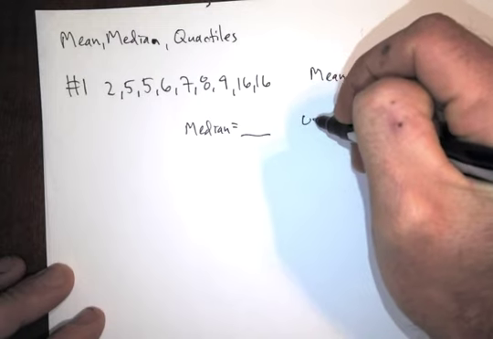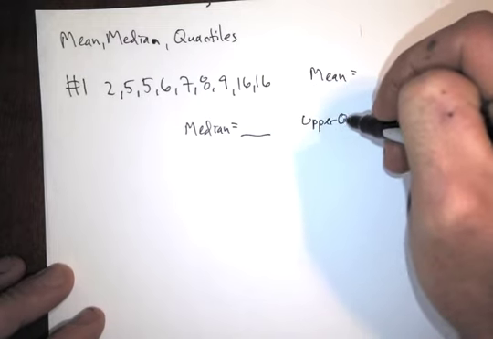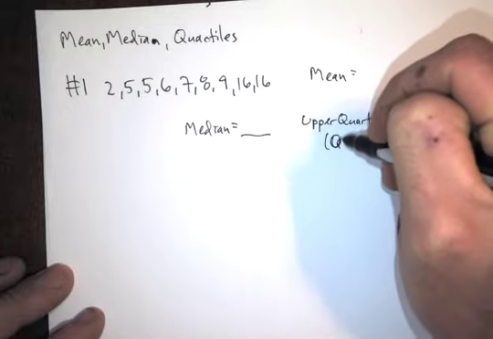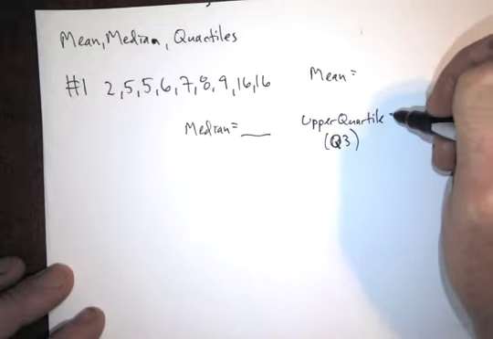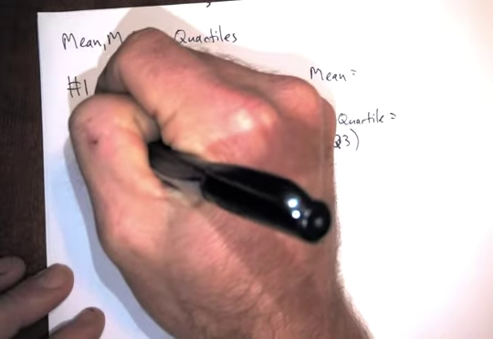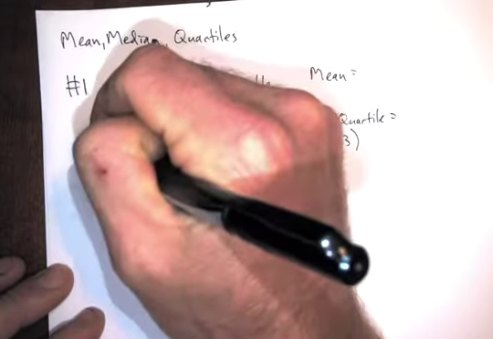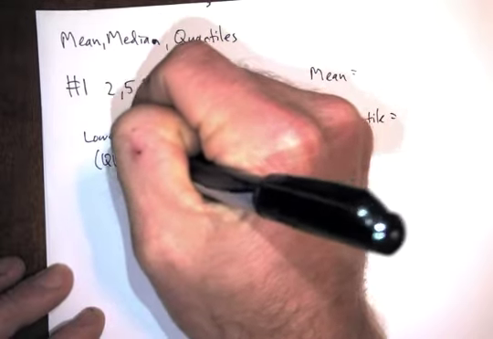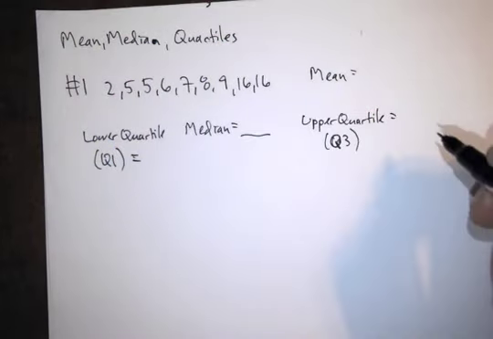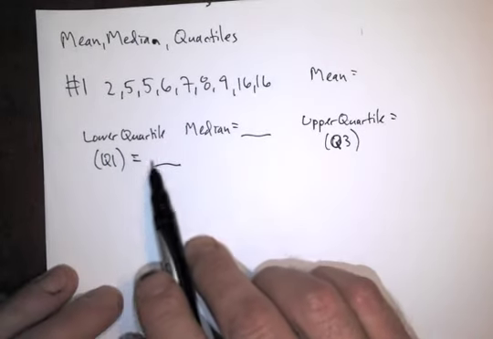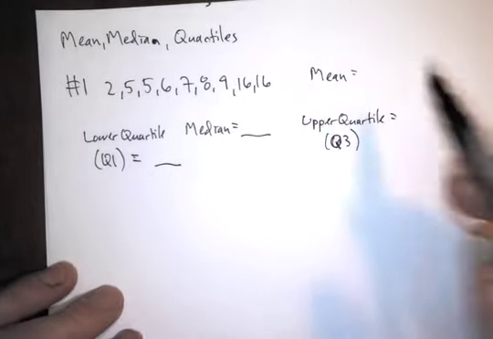Okay, your upper quartile, which also might be called Q3, and your lower quartile, which would be Q1. Okay, so we've got these 3 things: your lower quartile, your median, and your upper quartile. We also have our mean.